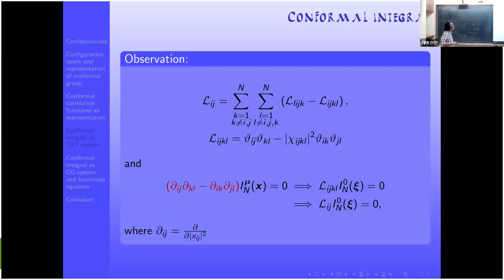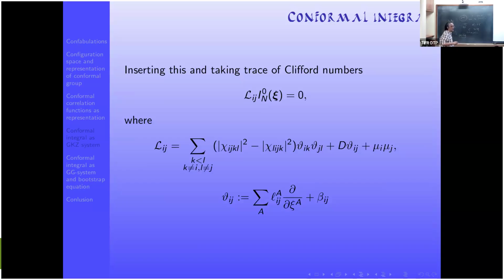And then the final observation is that if I take this combination acting on, where I have defined del ij as the derivative with respect to the mod square of xij, this is a sufficient condition to satisfy this 4-index operator equal to 0. That in turn tells me that Lij acting on I0 is 0, and so on and so forth. So this turns out to be a sufficient condition to solve my differential equation on I0.